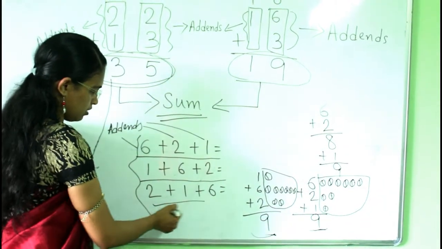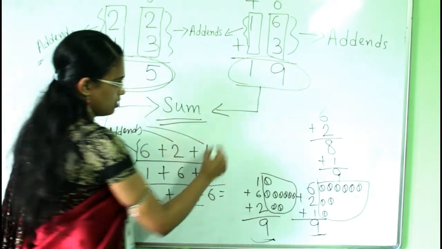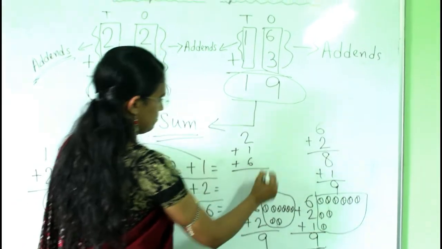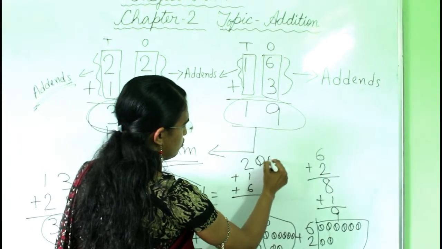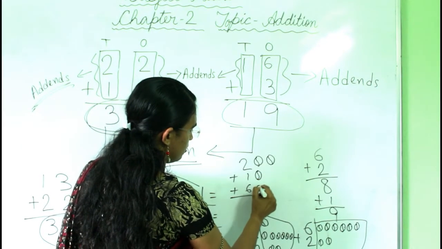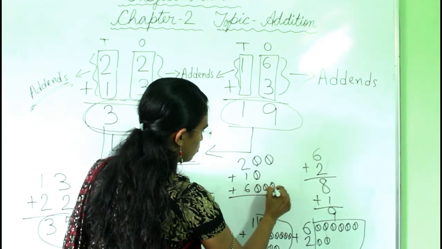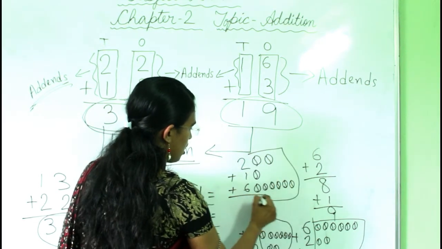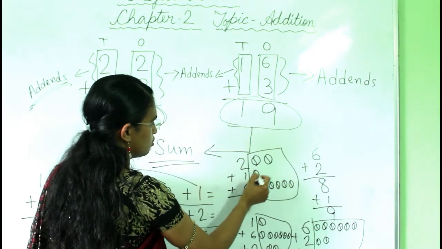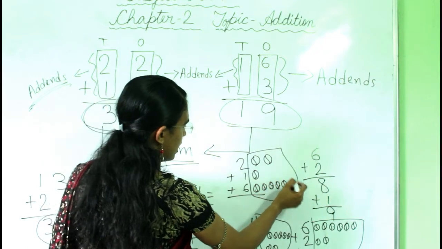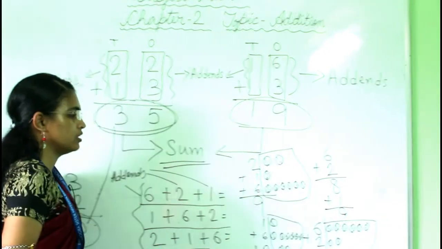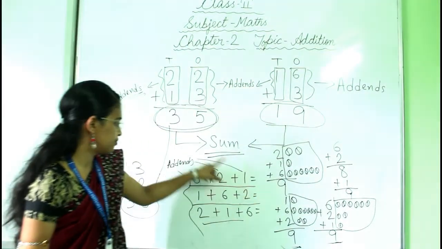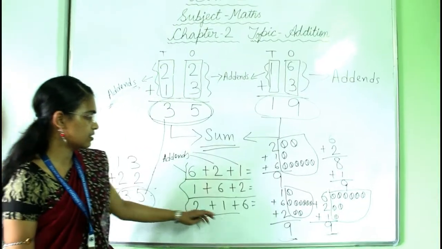Now the last one, 2 plus 1 plus 6. 2 plus 1 plus 6. Now 1, 2, 1, 1, 2, 3, 4, 5, 6. Now let's count all the balls. 1, 2, 3, 4, 5, 6, 7, 8, 9. So here also the answer is 9. So all the sums of these addends are same.